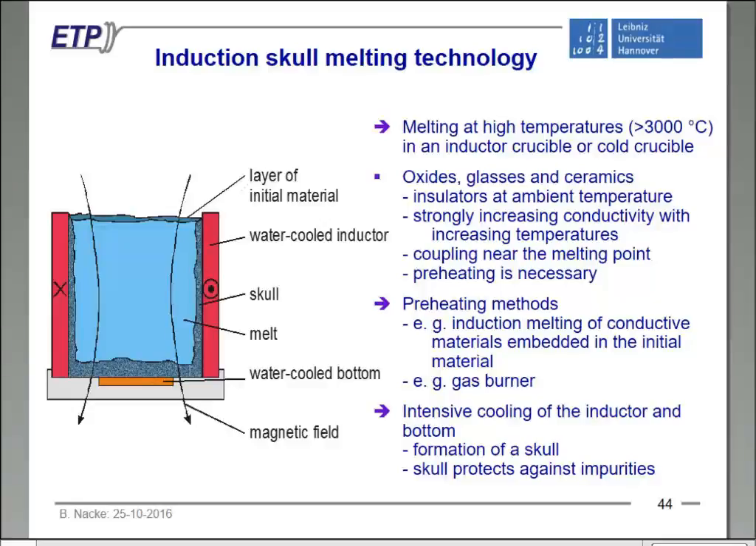And this skull layer protects, of course, the melt from the crucible, and opposite also it protects the crucible from the melt, and the protection layer is of the same material like the melt itself. So this is a big advantage, so we can realize very pure materials inside the skull melting technology.